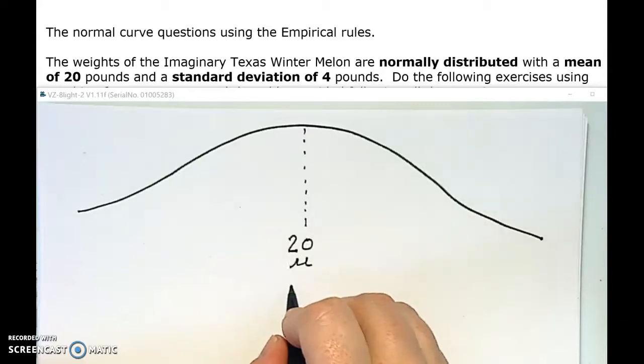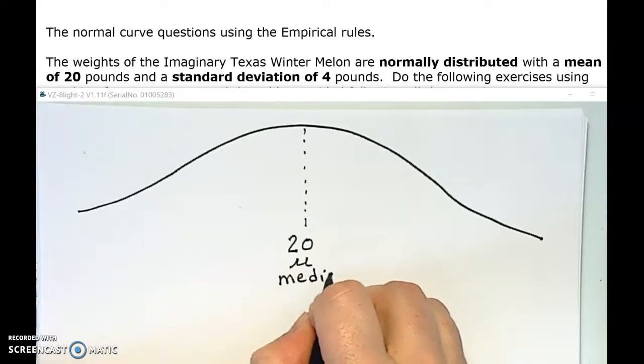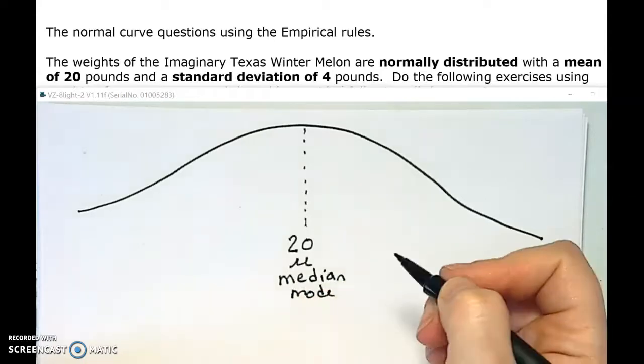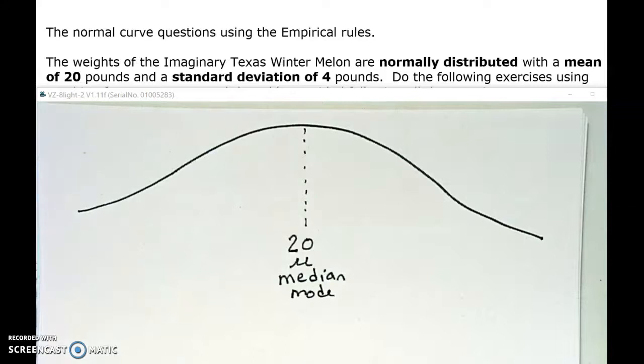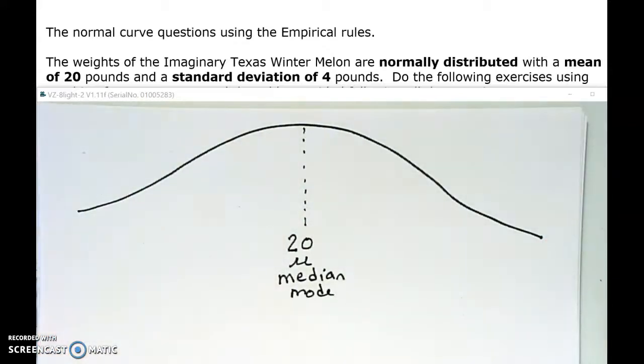And in a normal distribution, the mean, the median, and the mode are all in the same place. The most frequent sized winter melon is 20 pounds. If you line up all the winter melons from the lightest one to the heaviest one, the one in the middle is going to be a 20-pound winter melon. So mean, median, and mode are all going to be the same here.